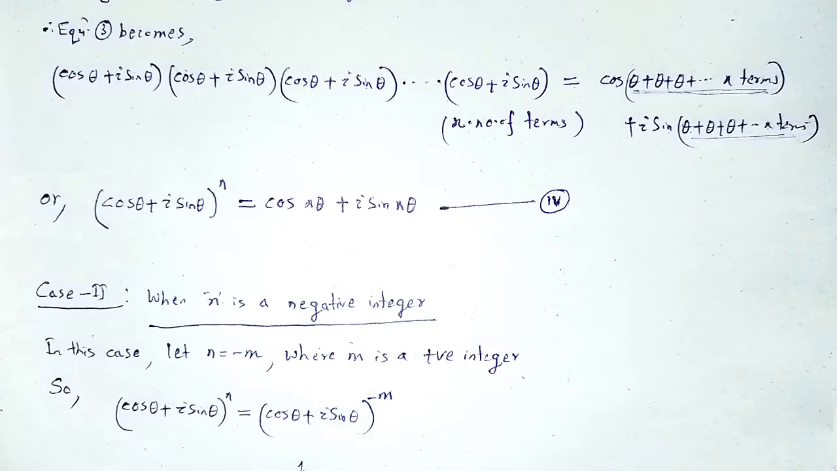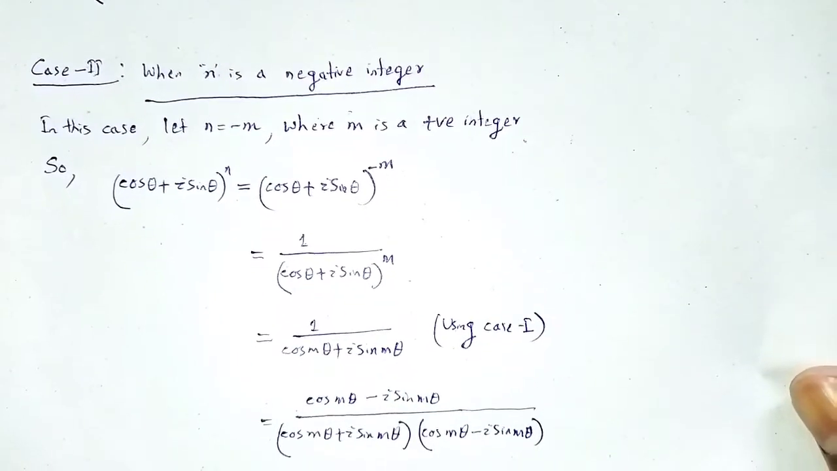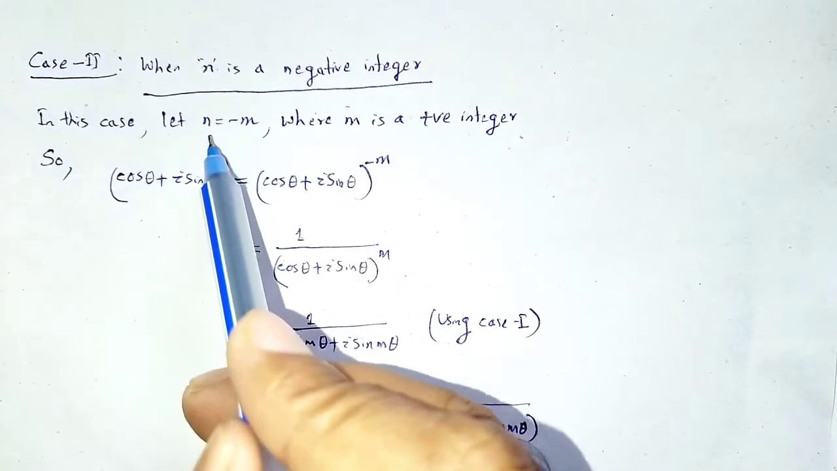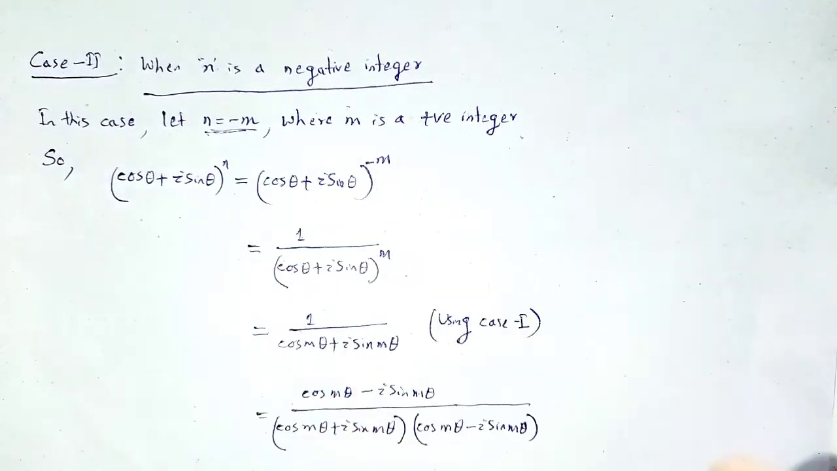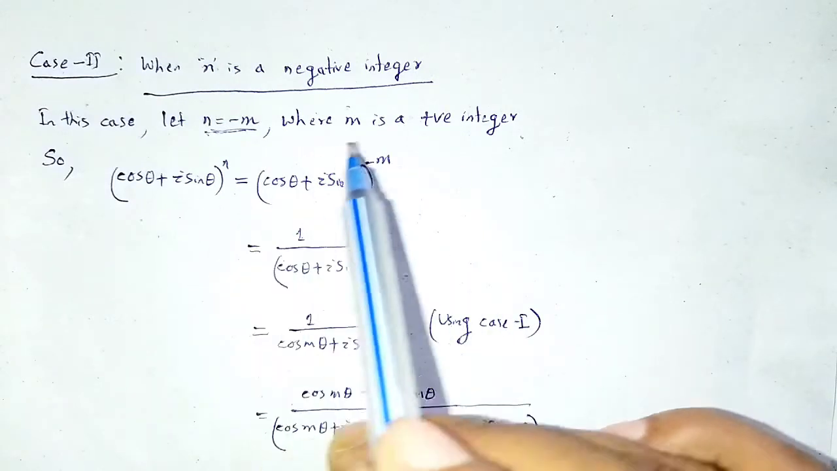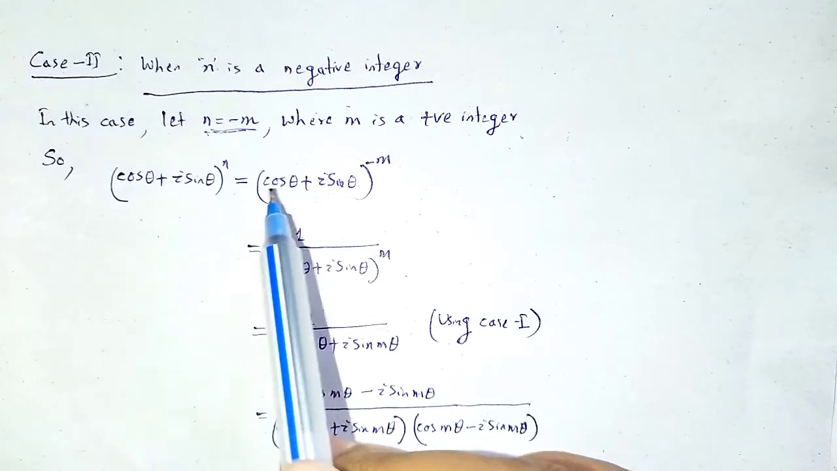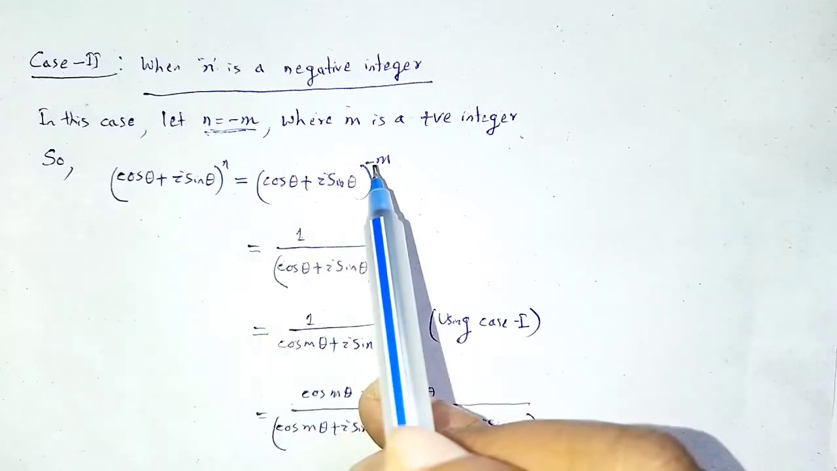Next, case number 2: when n is a negative integer, how do we prove de Moivre's theorem? Let me prefer n is equal to minus m, where m is a positive integer. So that expansion will be (cos theta plus i sin theta) to the power n, which is equal to (cos theta plus i sin theta) to the power minus m. In place of n we substitute minus m.